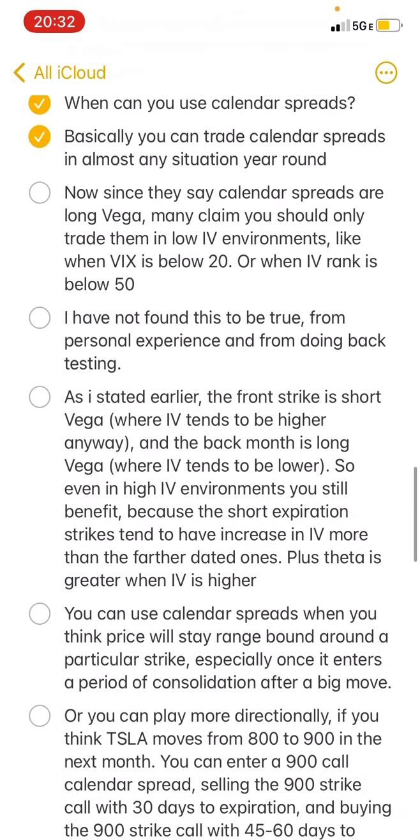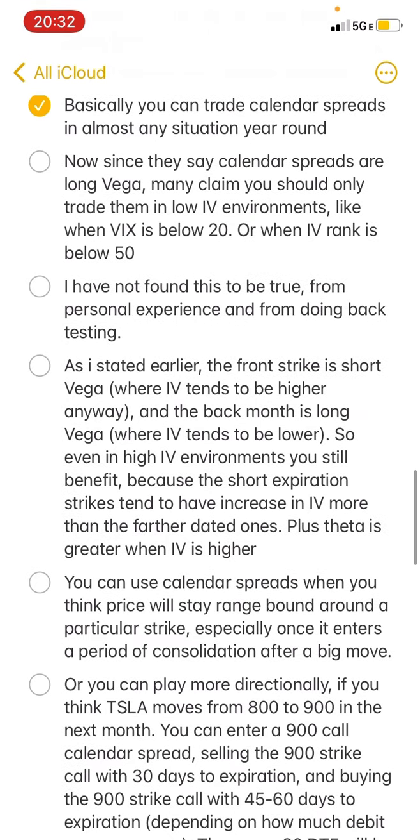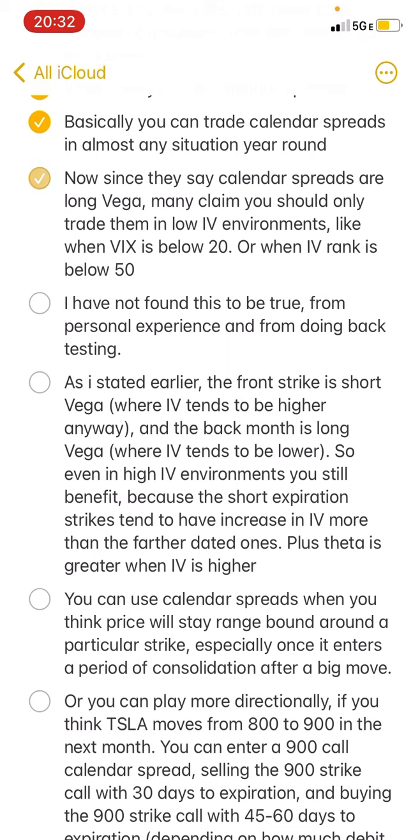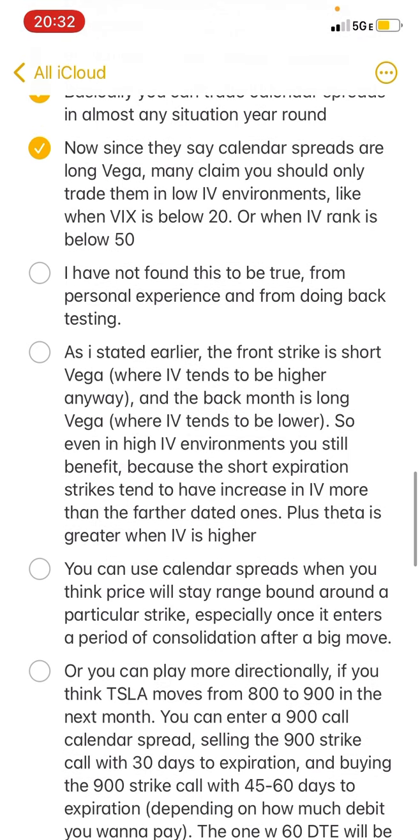Now, obviously, there's going to be a lot of people that will disagree with that, but I use them all the time. I'm a big advocate of calendar spreads. Since they say calendar spreads are long vega, many claim you should only trade them in low IV environments, like VIX below 20, or when the IV rank is below 50.